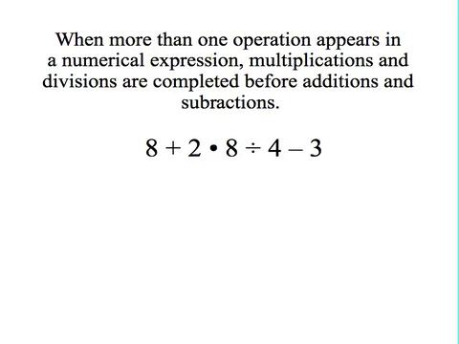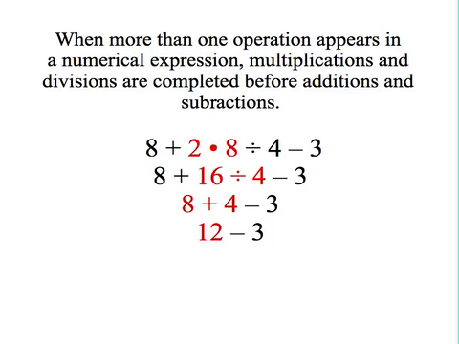Here's a little bit longer expression, and it has an addition, a subtraction, a multiplication, and division. So we look at the multiplications and divisions. We do them in order from left to right, so the 2 times 8 goes first. The 16 divided by 4 goes second, and now the additions and subtractions go in order from left to right, and we end up with 12 take away 3 is 9.